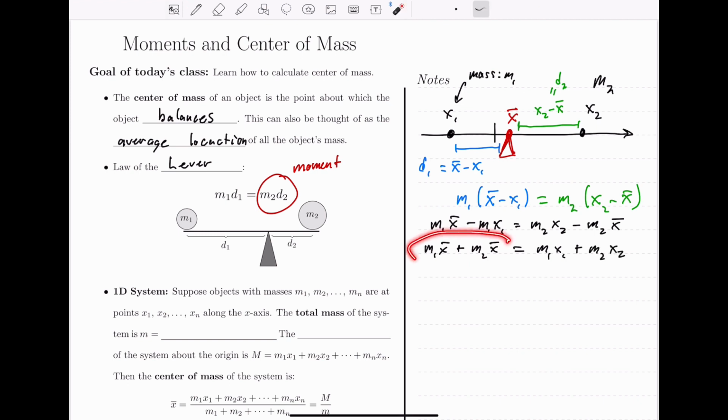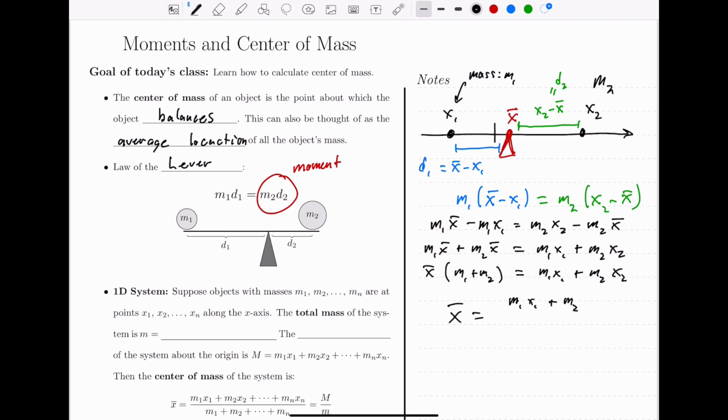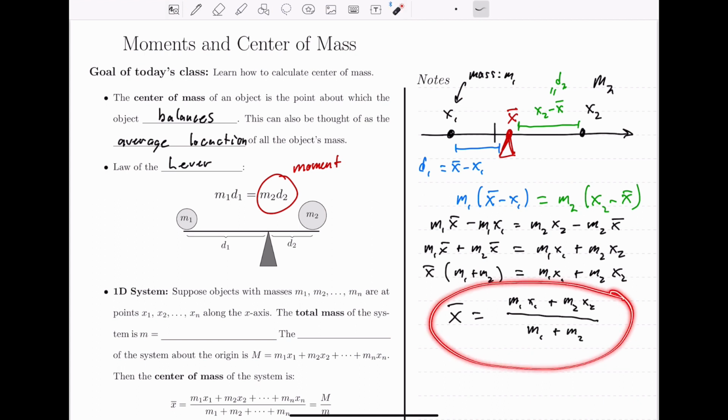Now on the left, we have a factor of x bar everywhere. We can factor that out. So we have x bar times m1 plus m2. This equals m1 x1 plus m2 x2. We can solve now for x bar by dividing both sides by this expression here. So we have x bar equals m1 x1 plus m2 x2 divided by m1 plus m2. We now have a formula for finding the center of mass if we have two different masses, as long as we know what the x values of those masses are.